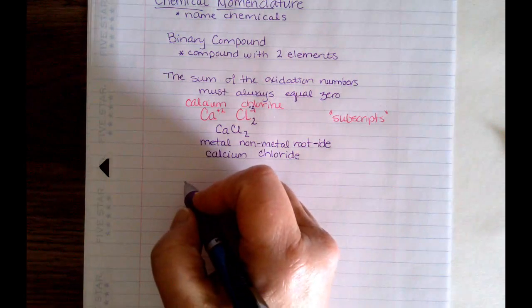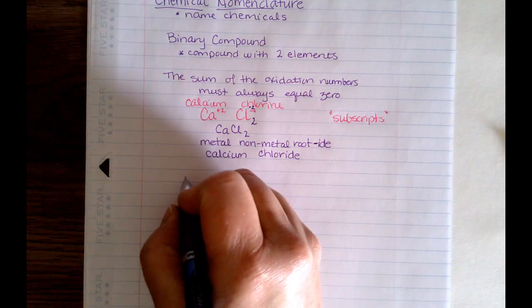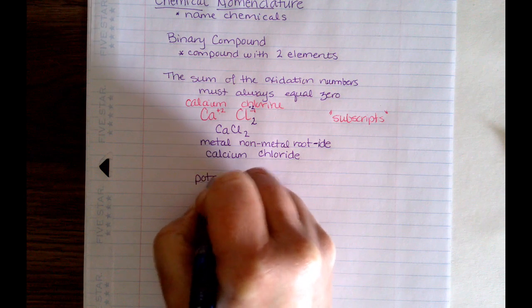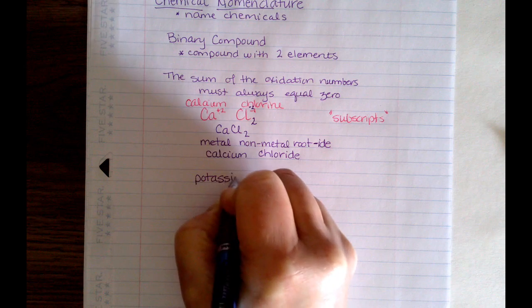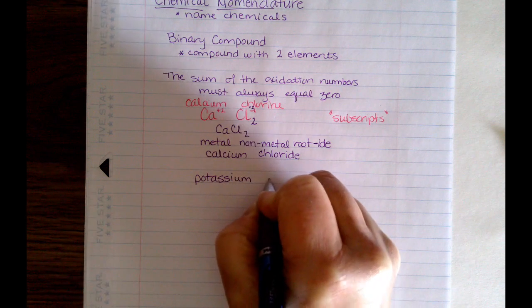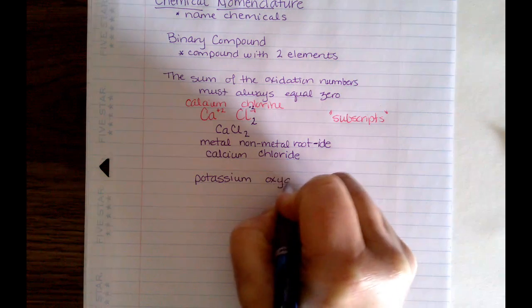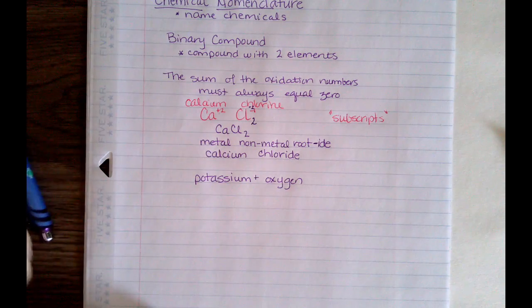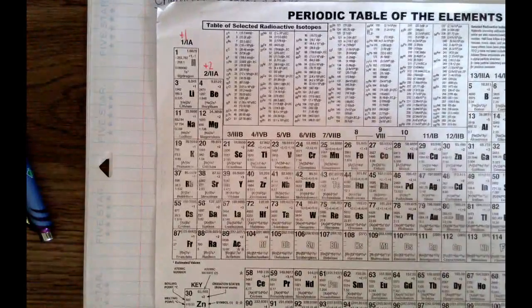Let's find another element that we can put together. How about potassium and oxygen? I want to put those two together. I want to add those two and make a compound out of it. So let's do that. The first thing I do is I go to my periodic table and I find potassium.